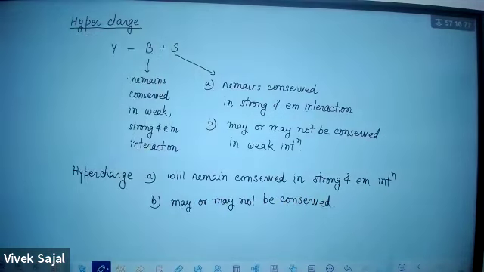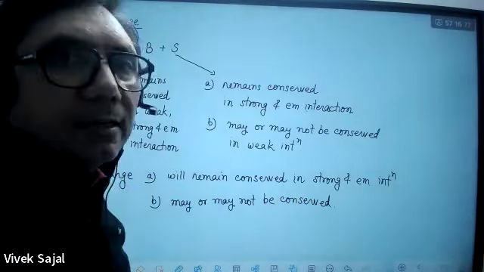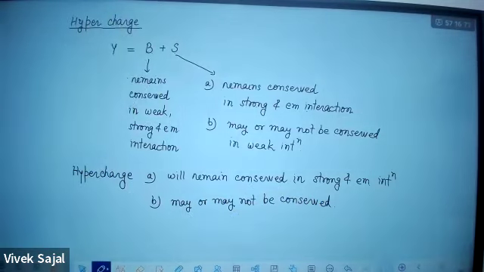So this is hypercharge, another number that is known as hypercharge. Hypercharge will be conserved in strong and electromagnetic, but in weak, it may or may not be conserved.